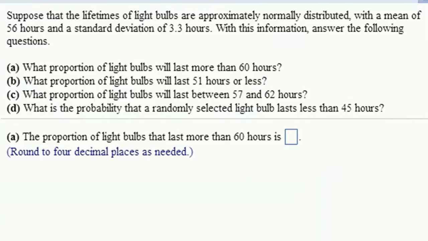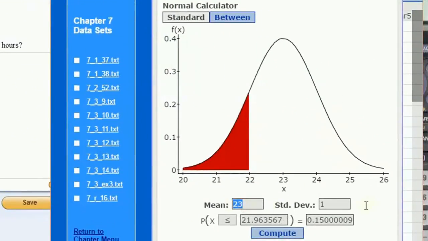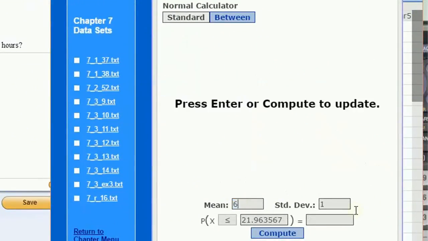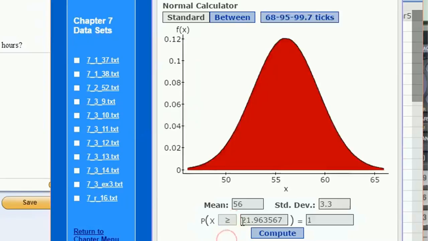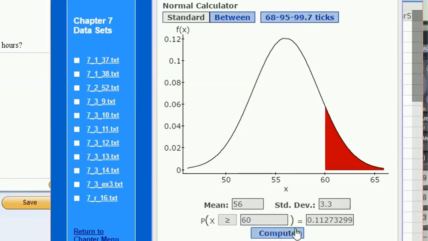All right. Now suppose the lifetimes of light bulbs are approximately normally distributed with a mean of 56 hours and a standard deviation of 3.3 hours. We want to calculate a number of these probabilities. So let's enter our parameters into the distribution. 56 is the mean of the distribution, and 3.3 is the standard deviation. What proportion of light bulbs will last more than 60? Click greater than and change this value to 60. Hit compute, and you've got it.